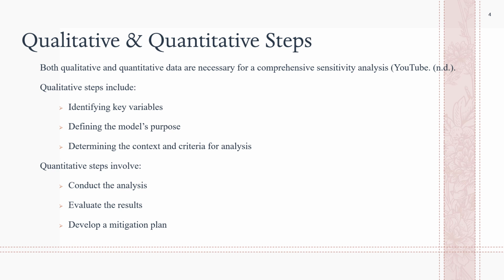For defining the model's purpose, define the range of values. Once you have identified the key variables, you need to define the range of values for each variable that could impact the project's outcome. Determining the context and criteria for analysis, essentially you want to determine the relationship between the variables. Are they positively or negatively affecting the project? And are they positively or negatively correlated with each other?